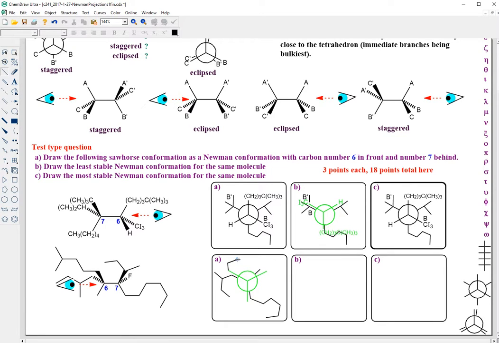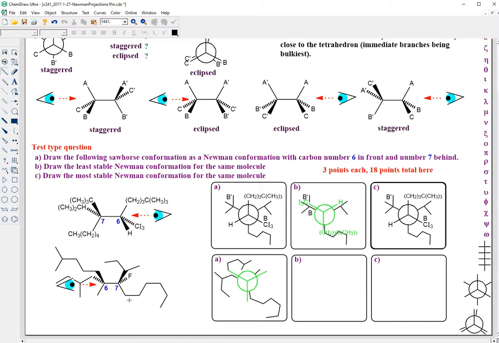One, 2, 3, 4, 5 with a V. 1, 2, 3, 4, 5, 6. I seem to do that a lot, don't I? 1, 2, 3, 4, 5. I'm always forgetting the first carbon was already drawn for me. On the test, it won't be drawn for you. You will be starting from scratch.